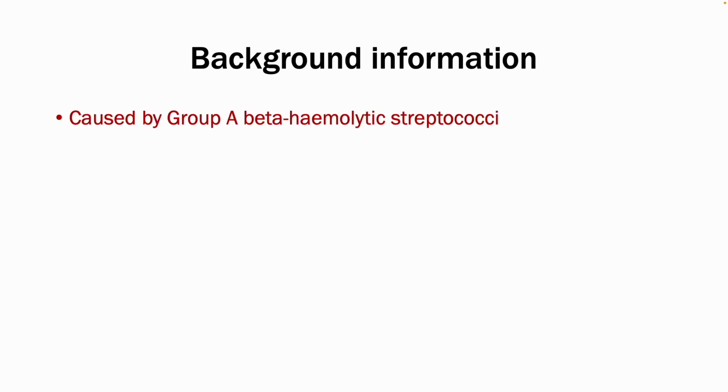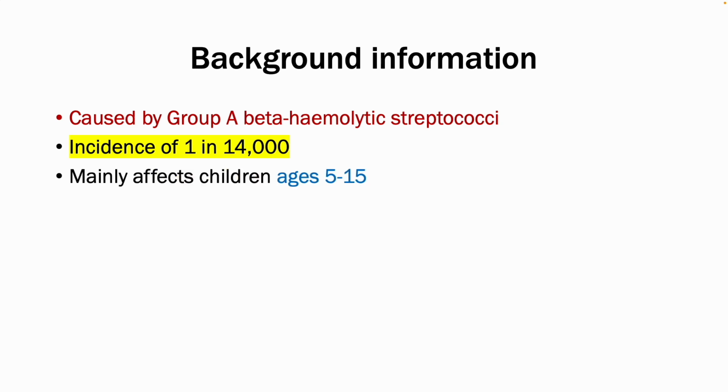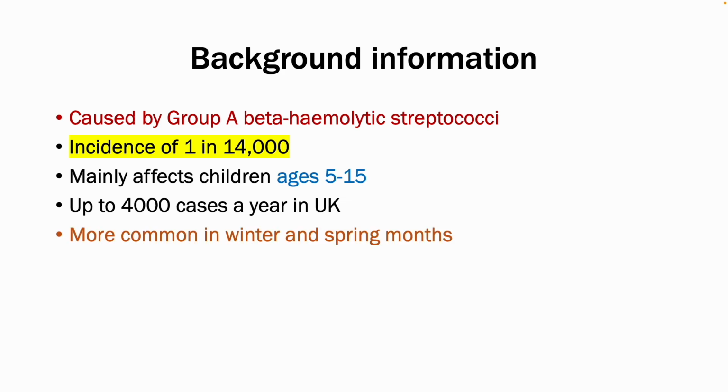So some background information. It is an exotoxin mediated disease caused by group A beta-haemolytic streptococci. There's an incidence of roughly 1 in 14,000 and the condition affects mainly kids ages 5 to 15. There's up to 4,000 cases a year recorded in the UK. And the condition is more common in winter and spring months.